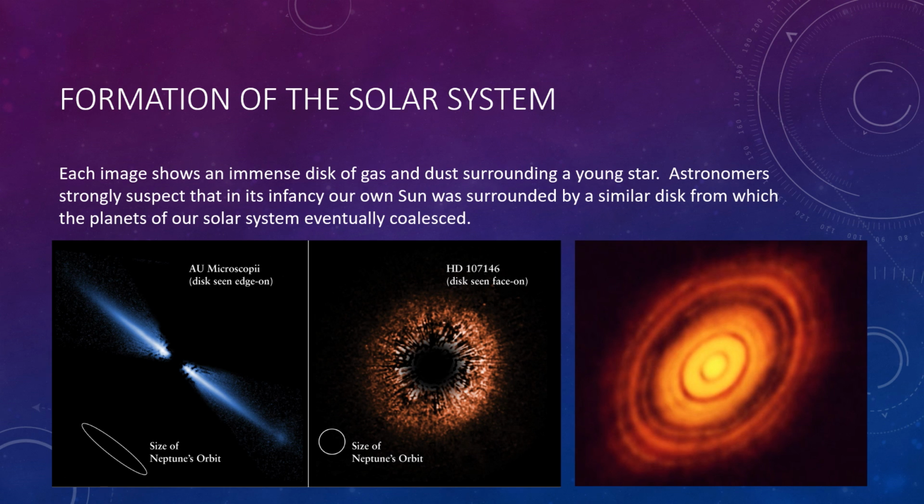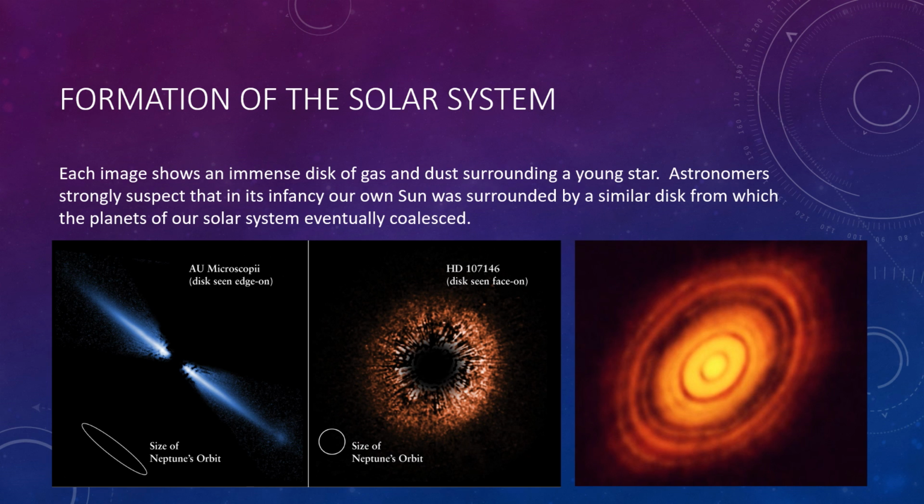The answer may lie in these remarkable images from the Hubble Space Telescope, the two on the left. Each image shows an immense disk of gas and dust surrounding a young star. Astronomers strongly suspect in its infancy our own sun was surrounded by a similar disk from which the planets of our solar system eventually coalesced.